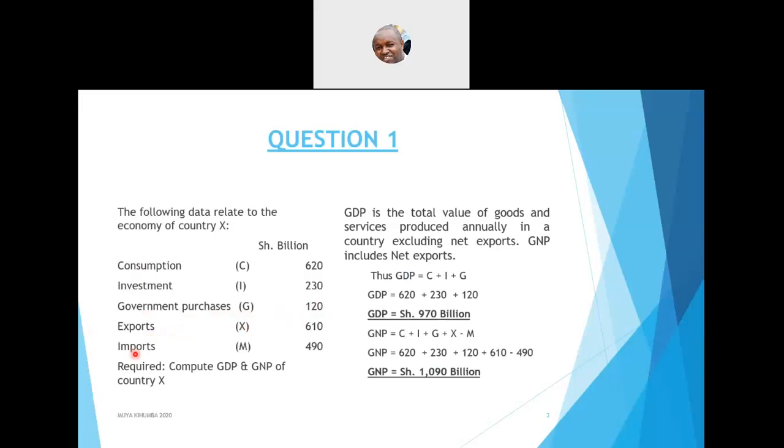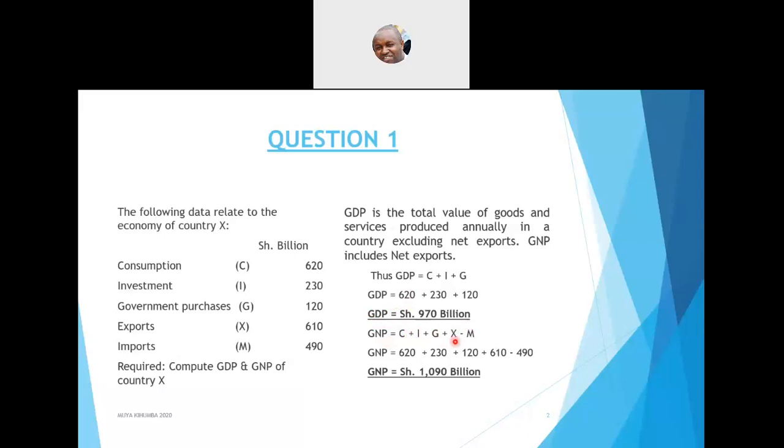Now the two concepts of GNP and GDP are different. GDP does not include net exports, whereas GNP includes net exports. GDP will be looking at the economy in itself, and therefore without dealing with the outside world, and therefore GDP is C plus I plus G. In our case, when we add up those values, we find that the GDP for country X is 970 billion.